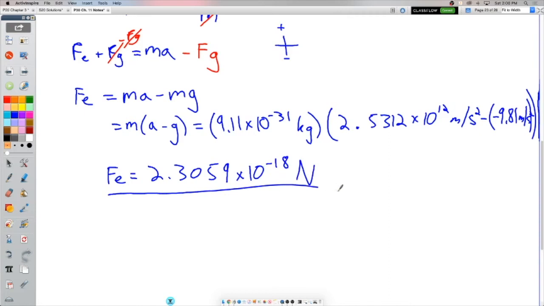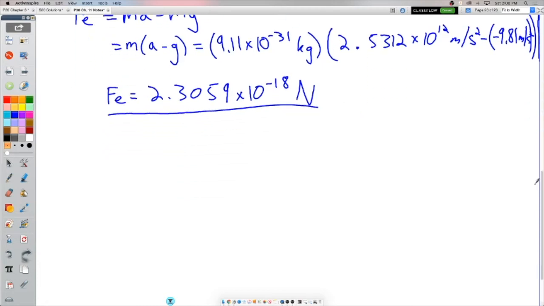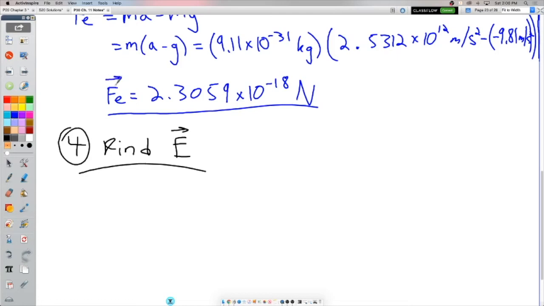Okay, now what did we set out to do? We set out to find the electric field. So our fourth and kind of final step here, find E. Okay, by the way, force is a vector, so really I should be saying, what is this? What's its direction? The force it feels would be towards the positive plate.